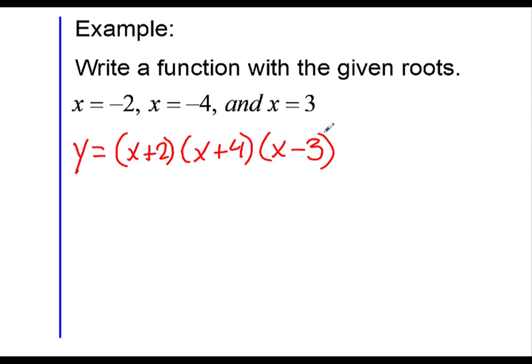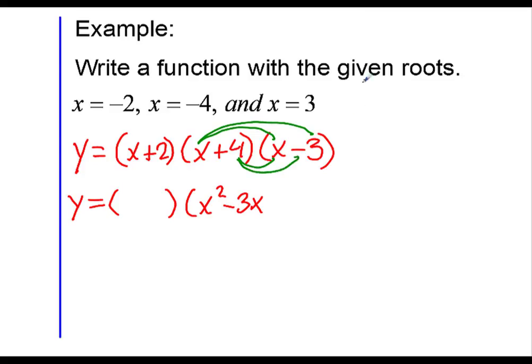The first stage could be to multiply the first 2 pieces. So that's going to be x times x and x times negative 3. So that's x squared minus 3x. And then we're going to do 4 times x and 4 times negative 3, which gives me 4x and negative 12. Since I did not use the x plus 2, let's put it back where it belongs in front.